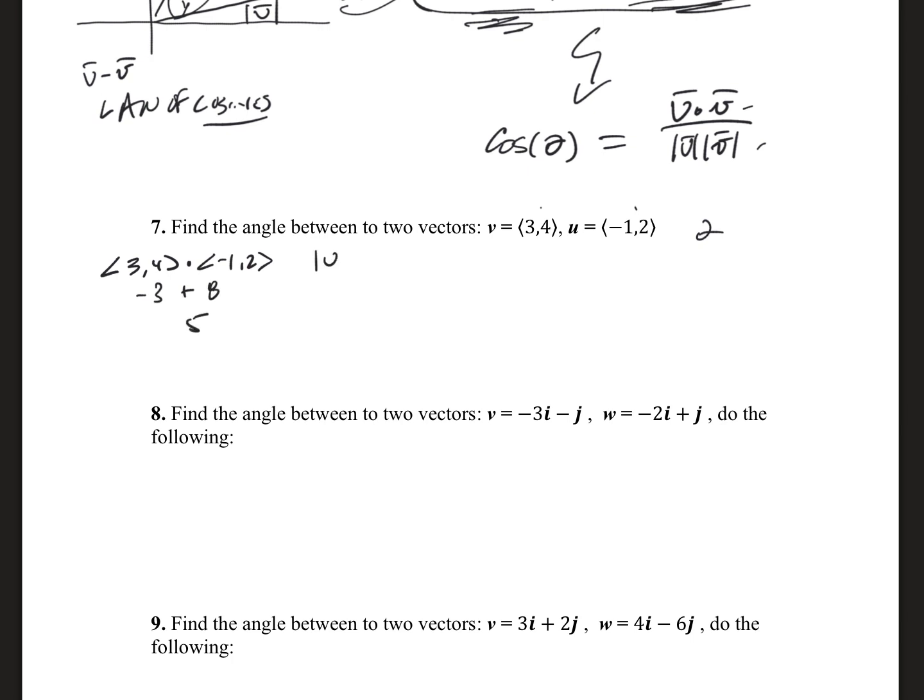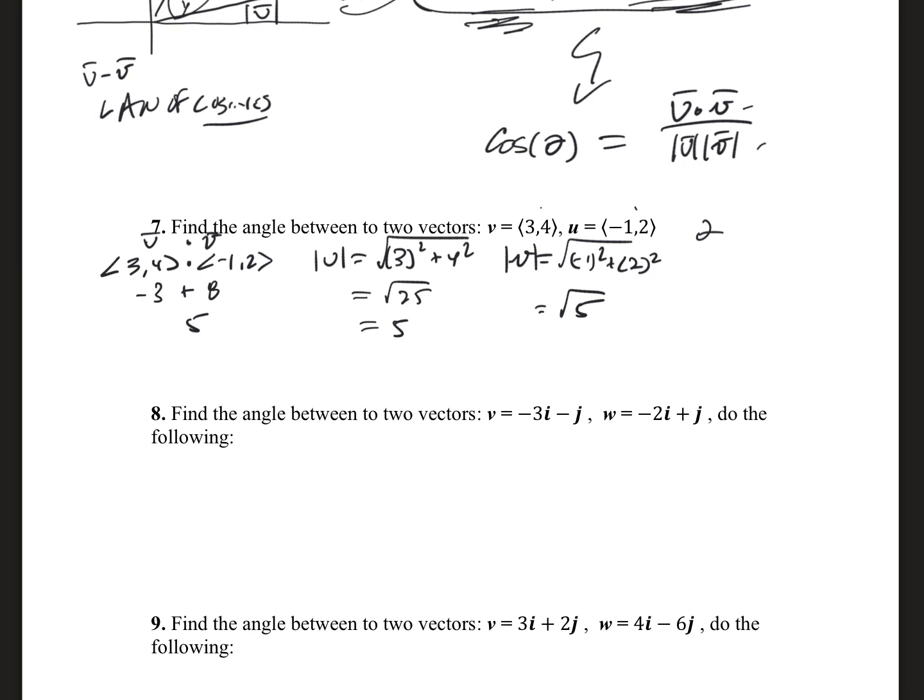The magnitude of v would be the square root of 3 squared plus 4 squared. And so that ends up being the square root of 25. That also is 5. And the magnitude of u is the square root of -1 squared plus 2 squared. All right, and then when we put all that together, this gives us the square root of 5, alrighty?